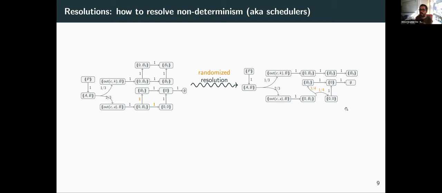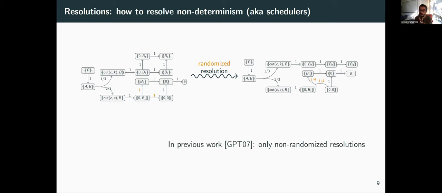I won't go into all the details. An important comment is that in previous work, only non-randomized resolutions had been considered. As we will see, this is actually a problem, and we will discuss why in our results.